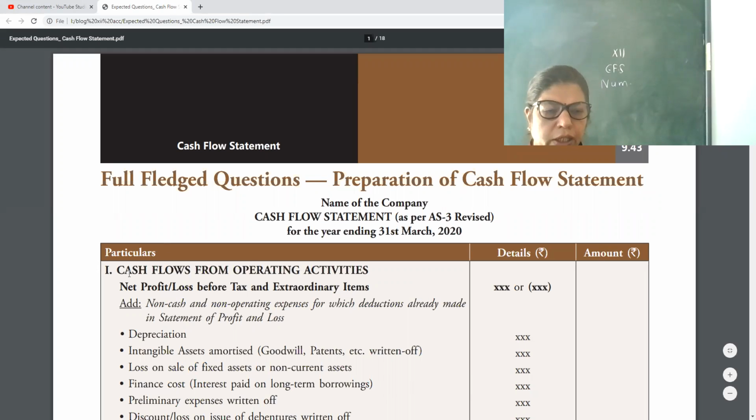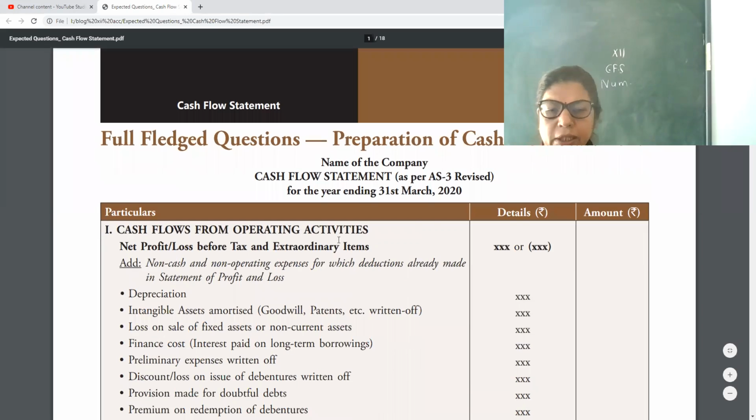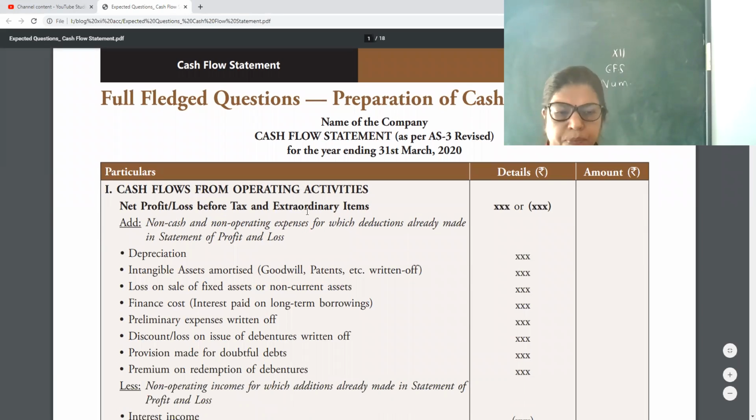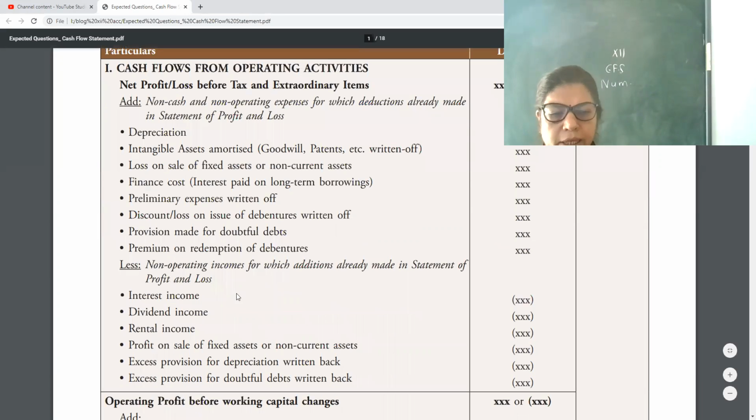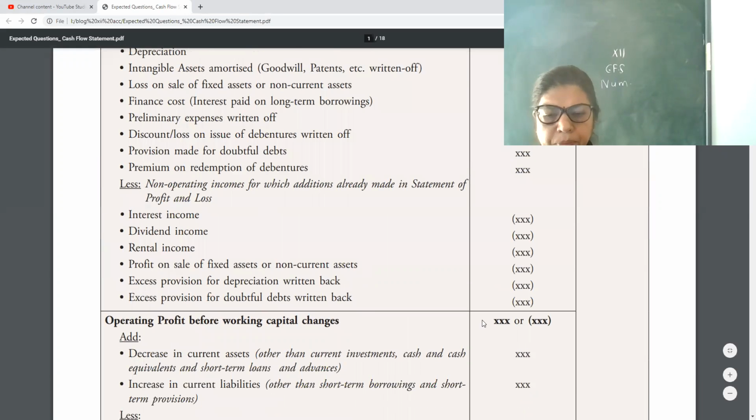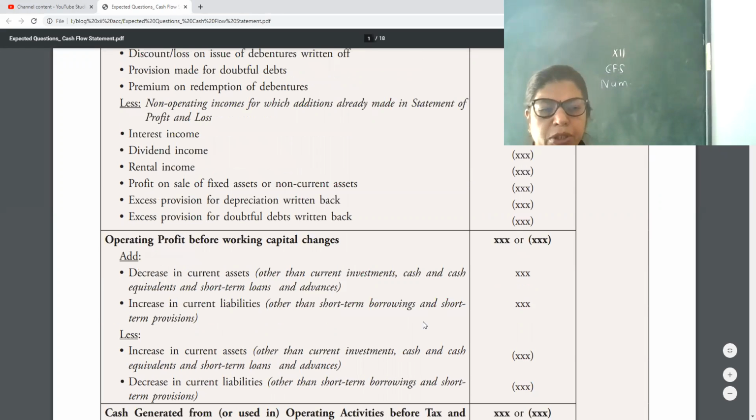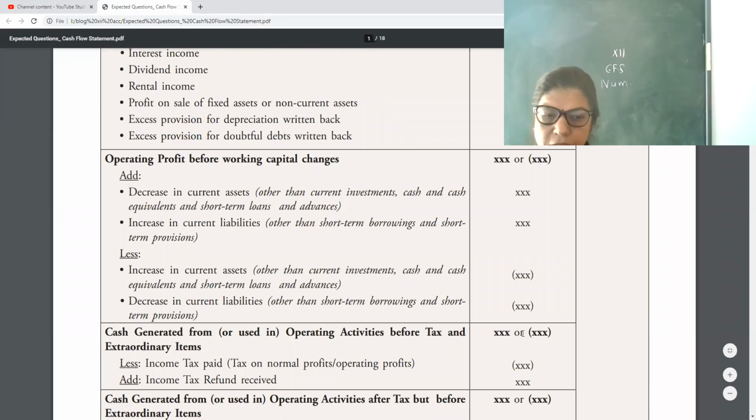First see the format. Cash flow from operating activities: NPBT, net profit before tax, which you will calculate in the working note. Then add all the adjustments, subtract all the adjustments, and the amount will come: OPBWC, operating profit before working capital changes. Then you will show the working capital changes: DCA and ICL will be added, and ICA and DCL will be subtracted. Then this will be cash generated.